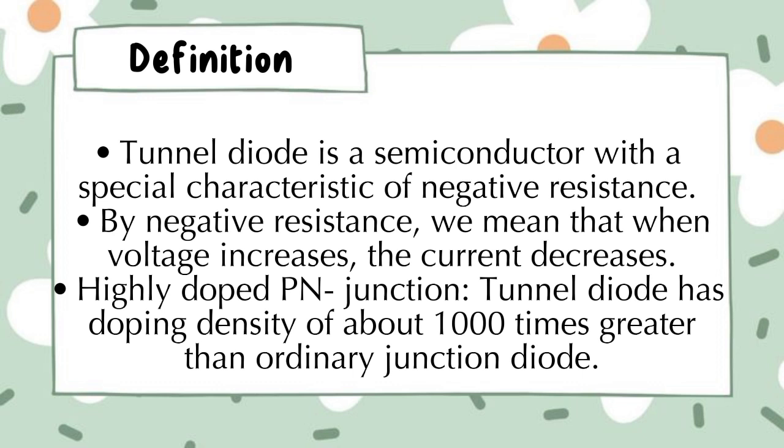Definition: a tunnel diode is a semiconductor with a special characteristic of negative resistance. By negative resistance, we mean that when voltage increases, the current decreases. Highly doped p-n junction: a tunnel diode has a doping density about 1,000 times greater than an ordinary junction diode.